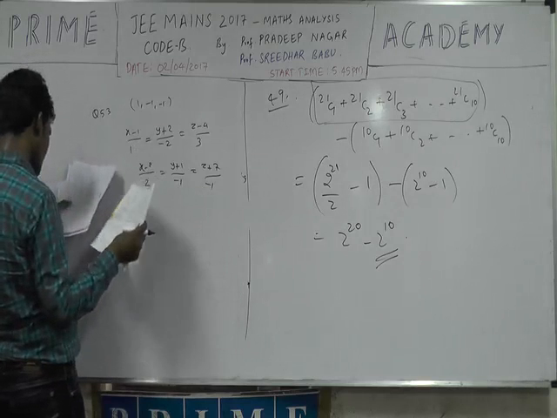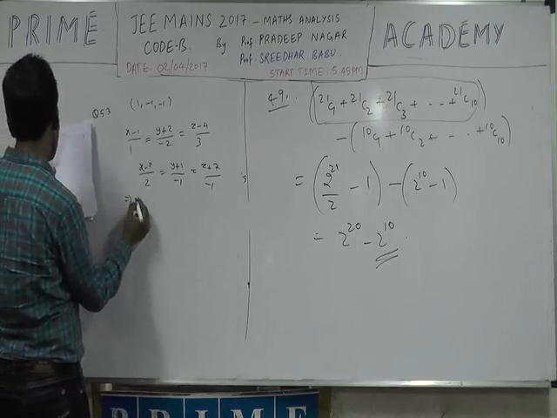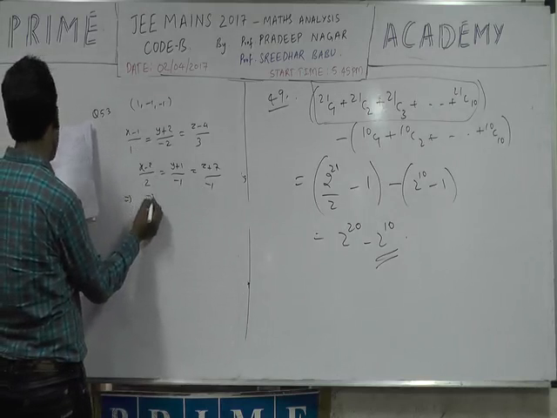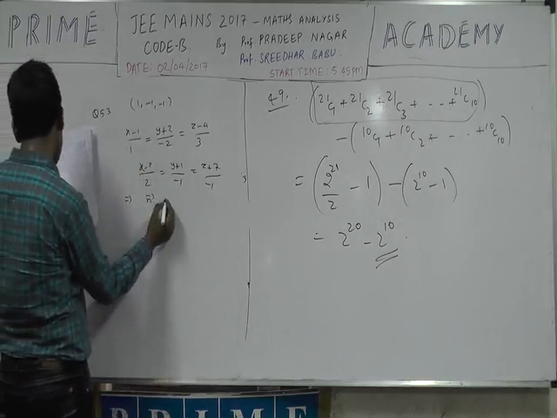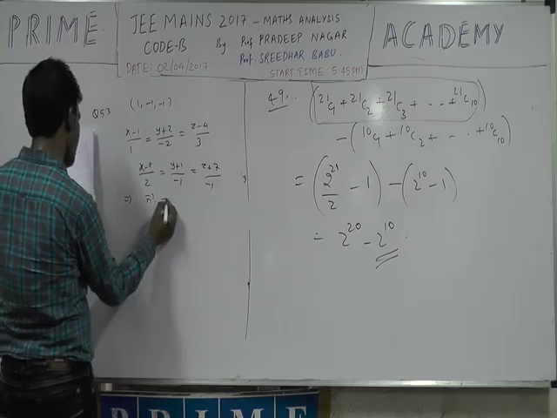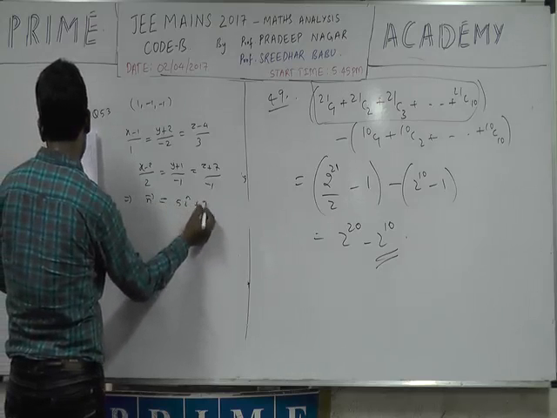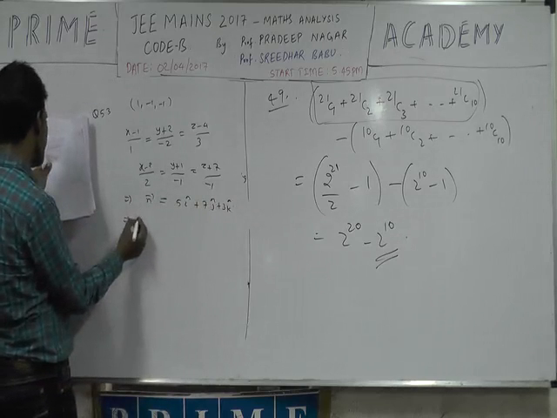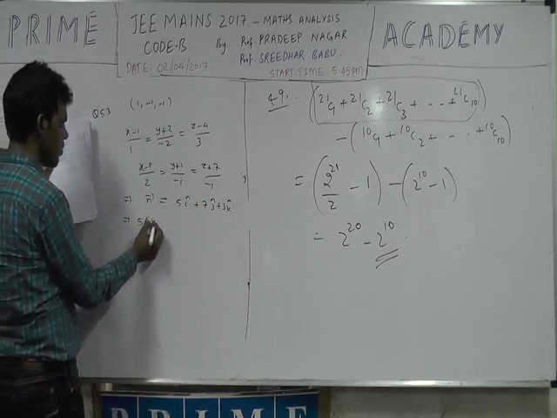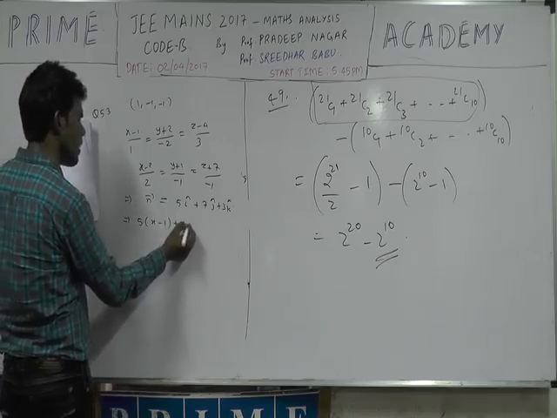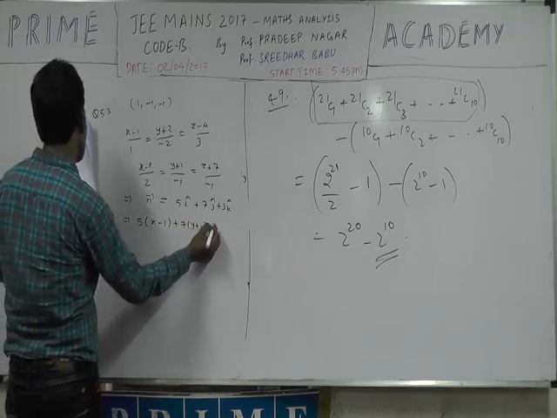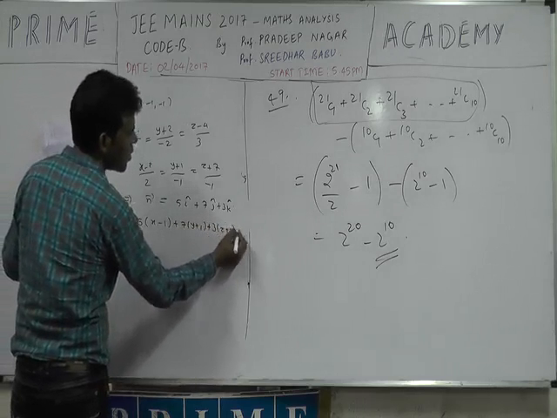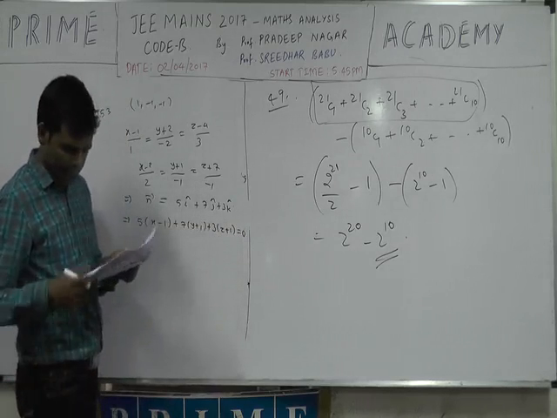So from here you can get the direction of the normal by applying the cross product of these two vectors. That will be 5 i cap plus 7 j cap plus 3 k cap, and from there you can get the equation of the normal as 5 times (x minus 1) plus 7 times (y plus 1) plus 3 times (z plus 1). Standard question of CBSE board.